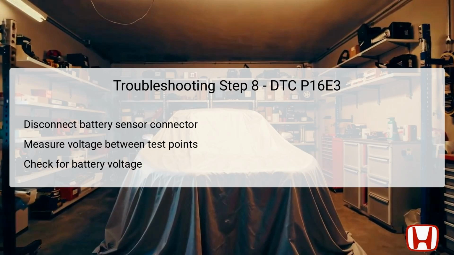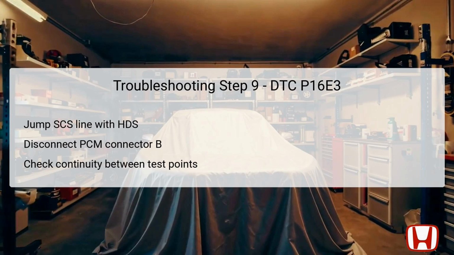If there is battery voltage present, this indicates that the +B horn wire is functioning properly, allowing you to move forward in the diagnostic process. In the absence of voltage, it indicates an open circuit in the +B horn wire that needs to be addressed before proceeding. The final troubleshooting task entails jumping the SCS line with the HDS to further check continuity.